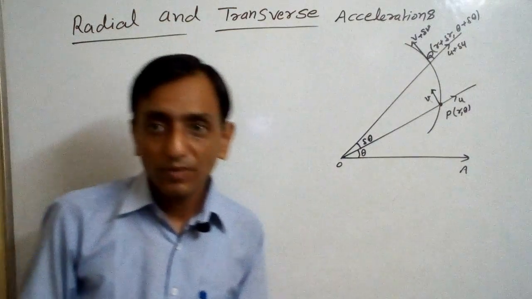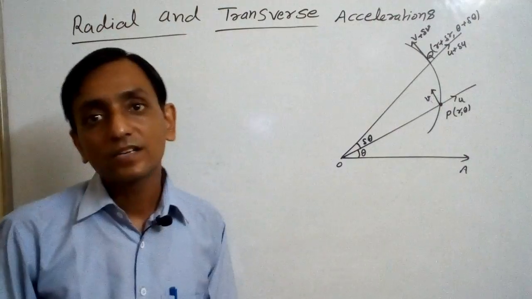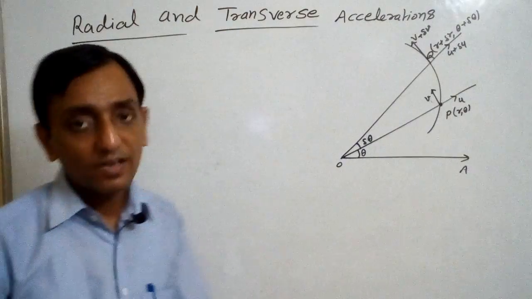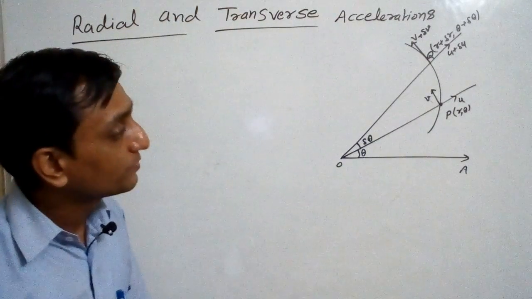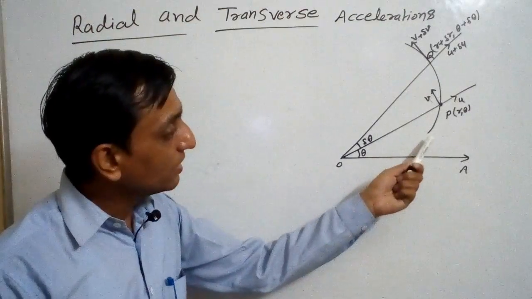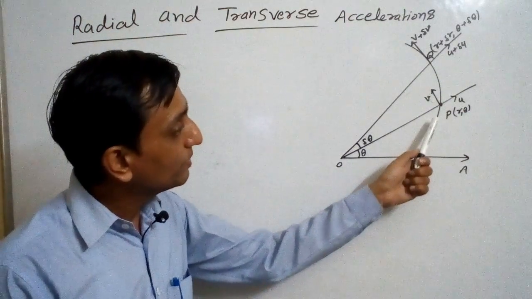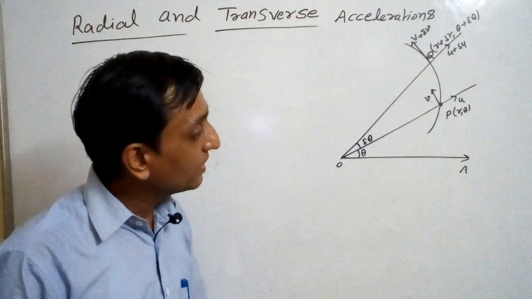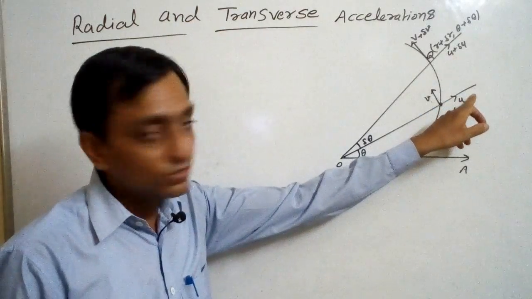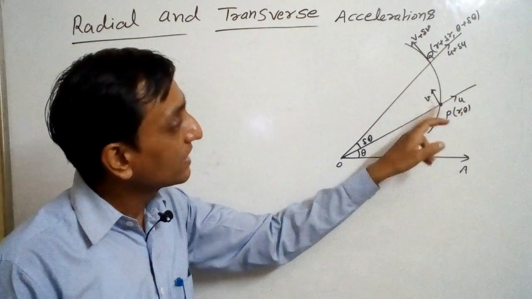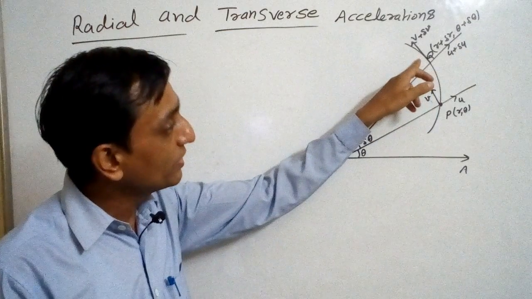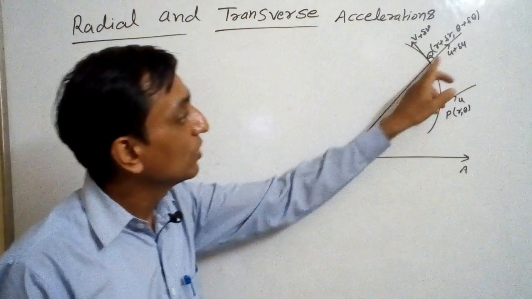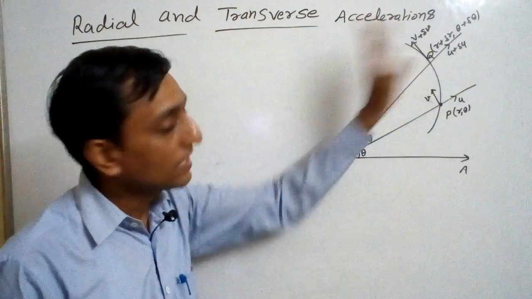So now we discuss our next topic, radial and transverse acceleration. In the previous topic, radial and transverse velocity, we have discussed. So let's suppose a particle moving on a plane from P to Q in delta t time. Let's suppose when the particle is at the point P, its radial velocity is u and transverse velocity is v. After delta t time, it reaches point Q, and at this point, its radial velocity is u plus delta u and transverse velocity is v plus delta v.